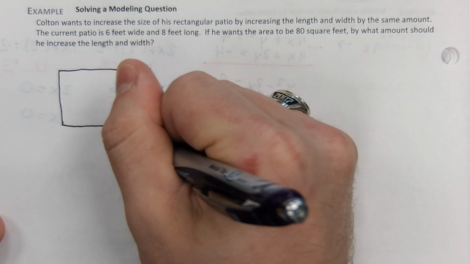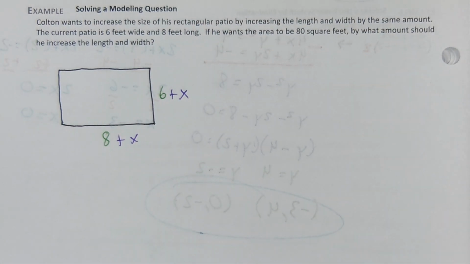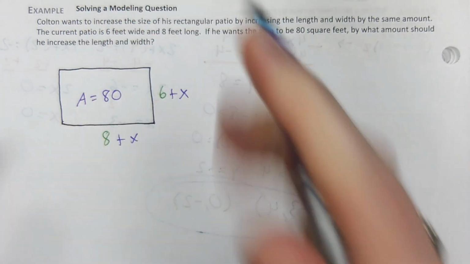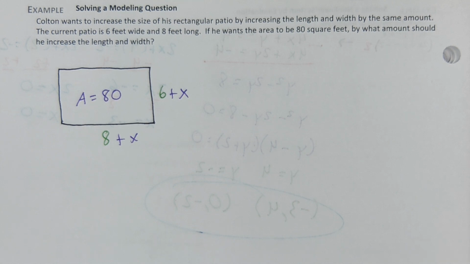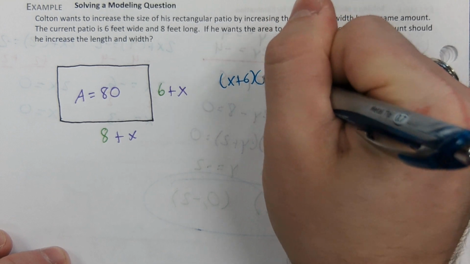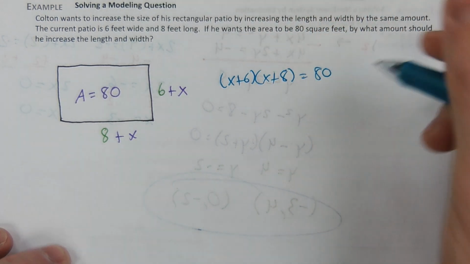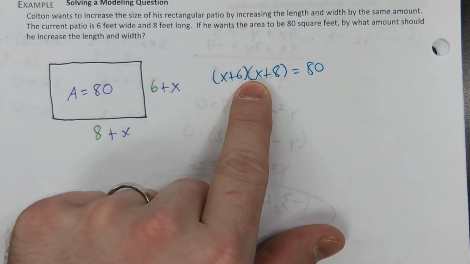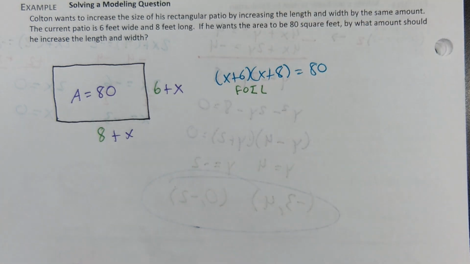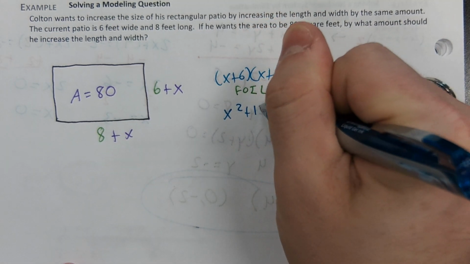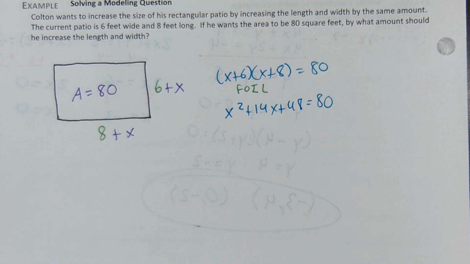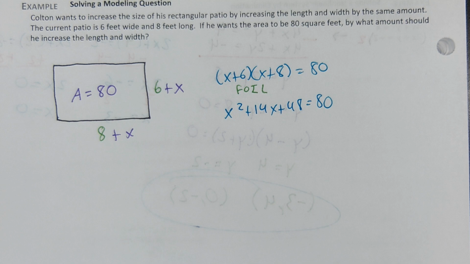So let's do this. We know that we're going to add an unknown amount to both sides, and we know that when we are finished, our area will be 80. There it is. An area is found by multiplying length times width. So we go x plus 6 times x plus 8 equals 80. FOIL here. Since this is an honors class, I'm going to assume that you all know how to FOIL. And because we're dealing with a quadratic, you're going to have to bring it all to one side to solve.